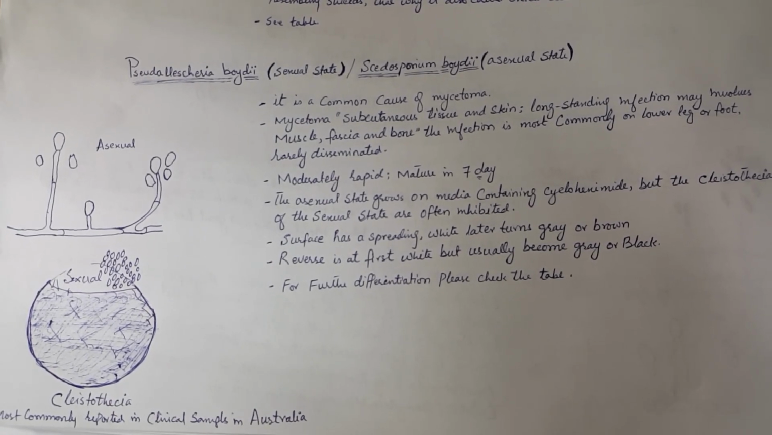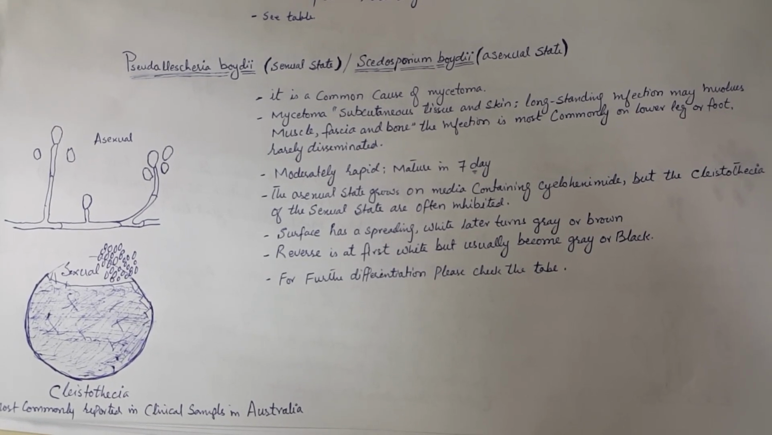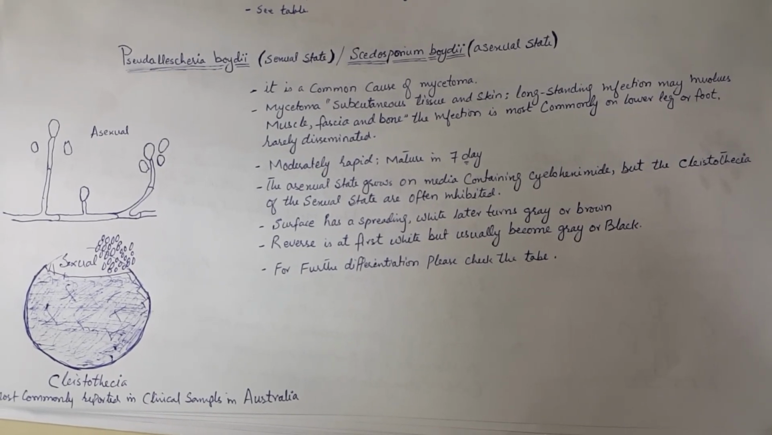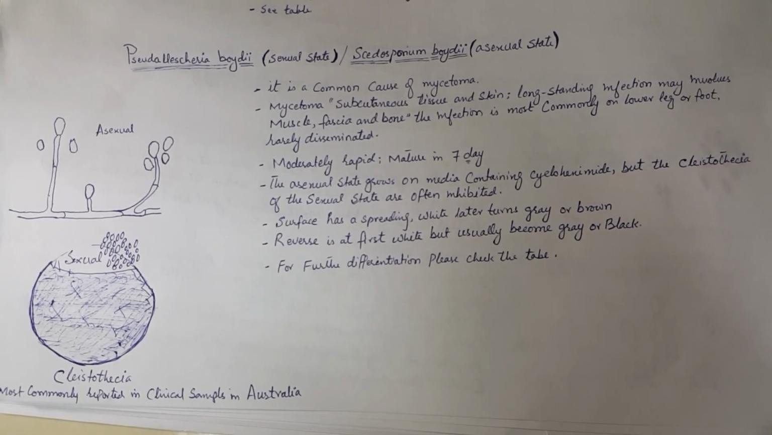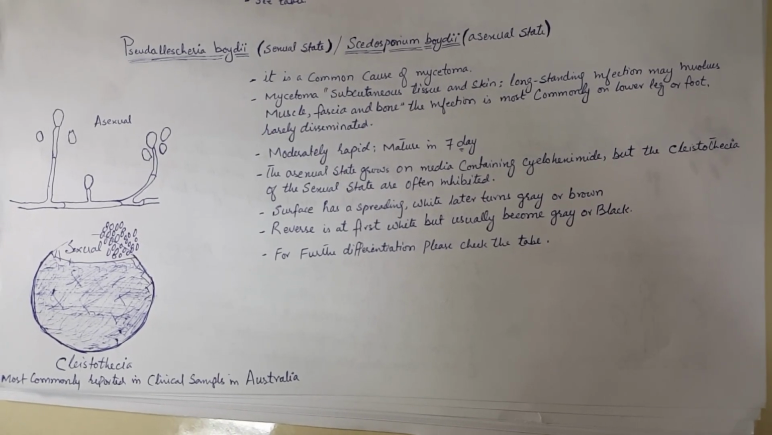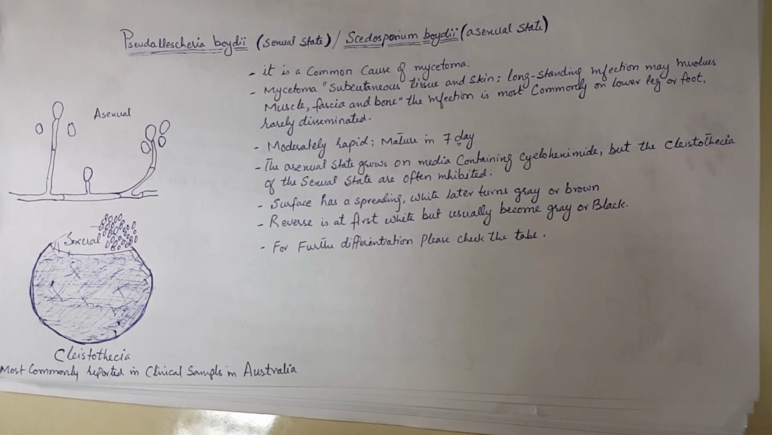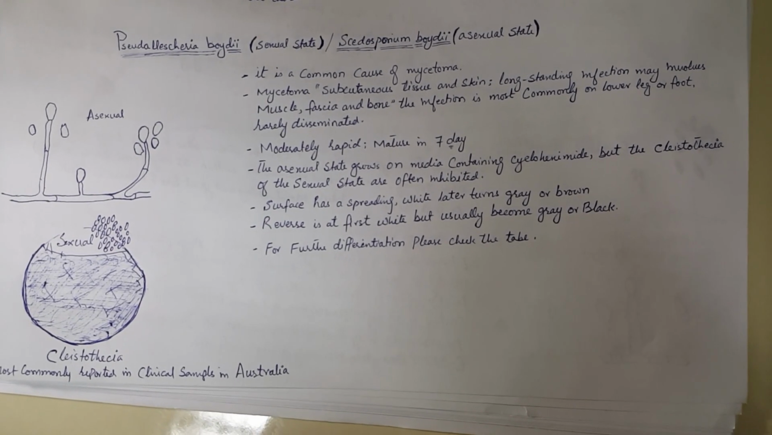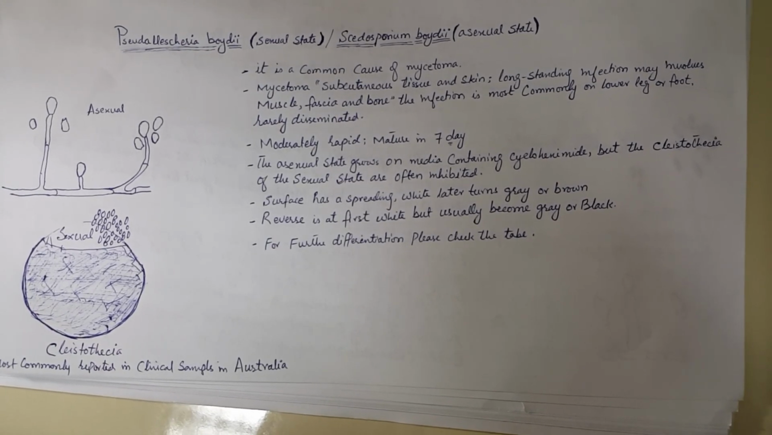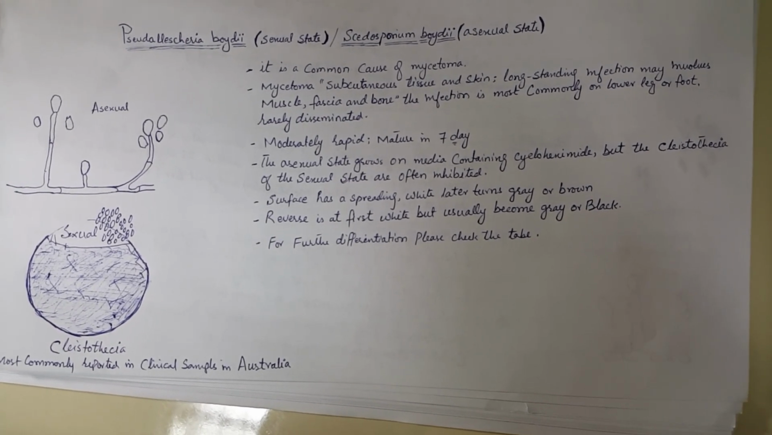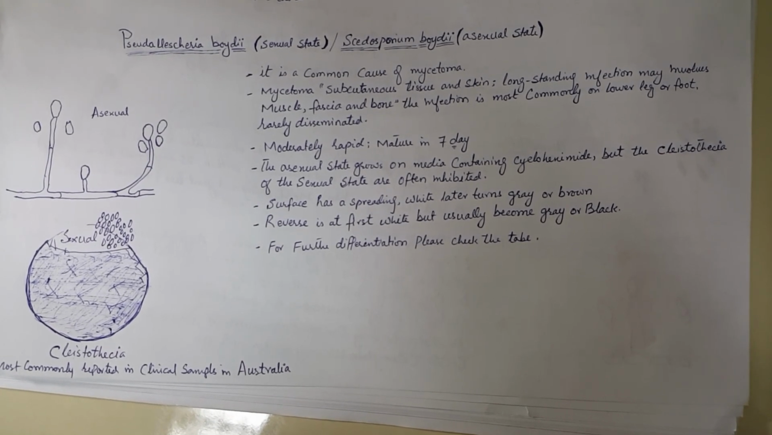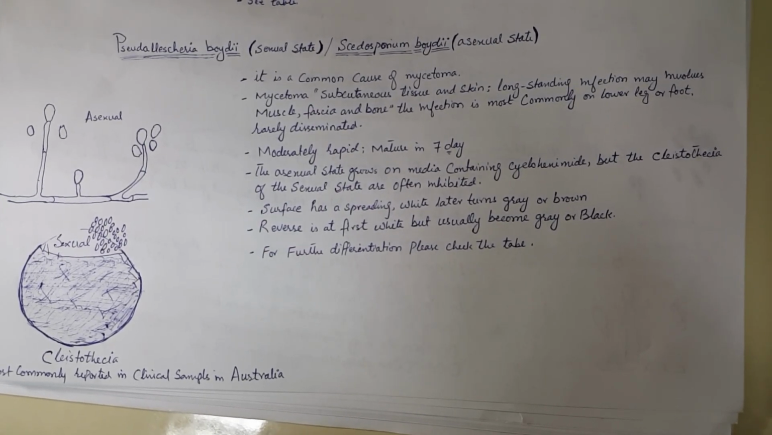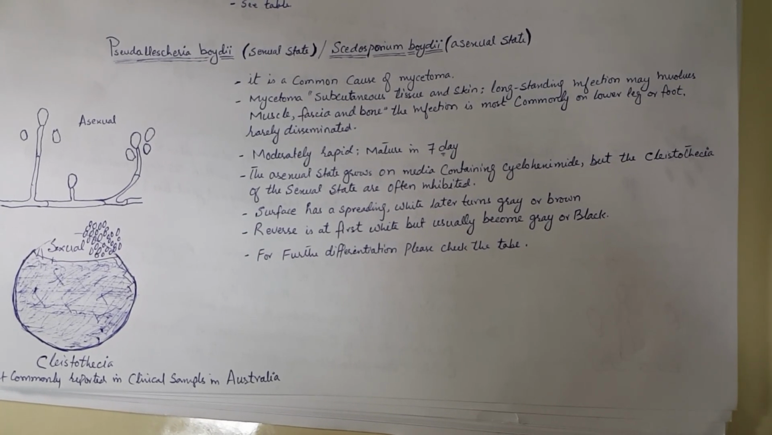Another important organism in dematiaceous fungi is Pseudallescheria boydii, the sexual state, and Scedosporium boydii is the asexual state of this fungus. It is a common cause of mycetoma, a long standing infection of subcutaneous tissue or skin, which may involve the muscle, fascia and bone, and the infection is most commonly on the lower leg or foot, rarely disseminated. This is moderately rapid, maturing in 7 days. The asexual state grows on media containing cycloheximide, but the cleistothecia of the sexual state are often inhibited.